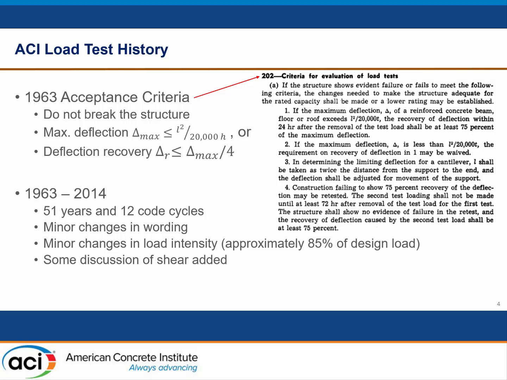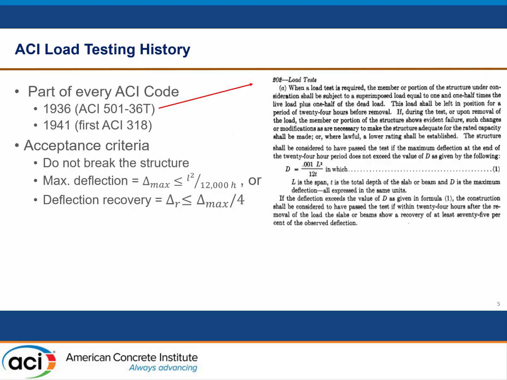And it's interesting to look at this term, this L squared over 20,000 H. It's kind of mysterious. 20,000, how'd you get such a perfect number? Kind of look back at the origin of that a little bit and went back even further into the ACI time machine, look back at the earlier load testing requirements.